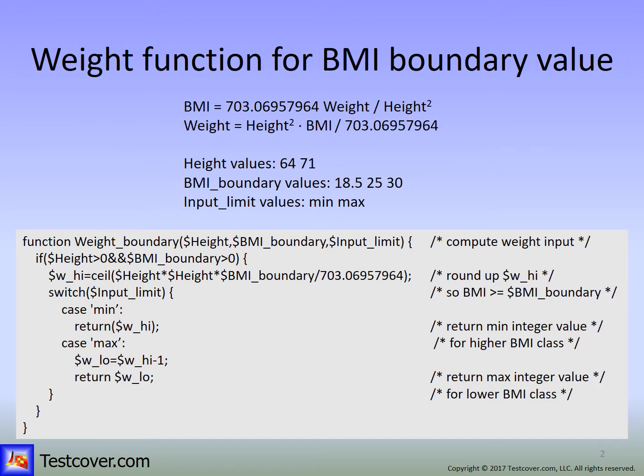This weight boundary function specifies the input values for the weight factor. It depends on the height, BMI boundary, and input limit factors. It uses the weight formula above and rounds up to the next integer. This value is returned for the minimum value in the higher BMI class. The next lower integer is returned for the lower side of the boundary.